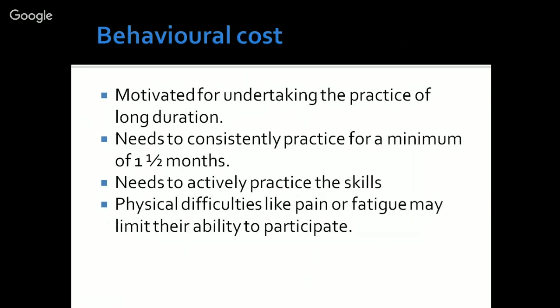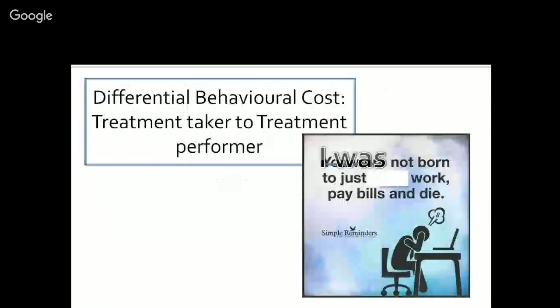Some of the physical difficulties they might be having, like pain or fatigue, may limit their ability to participate. Therefore, the patient should change from treatment taker to treatment performer, which means that he is going to do a lot of work in the department, as opposed to the current practice in many places where we as therapists give a treatment to the patient. The patient takes an active role in his treatment, and he is motivated and he is performing all the activities. So the intervention CIMT might have a behavioral cost and it might not work out well with all types of patients.